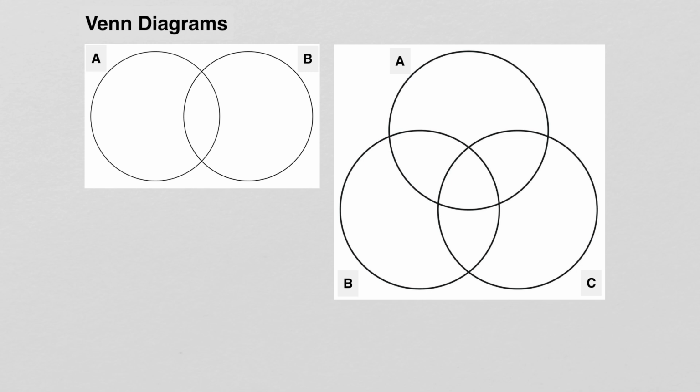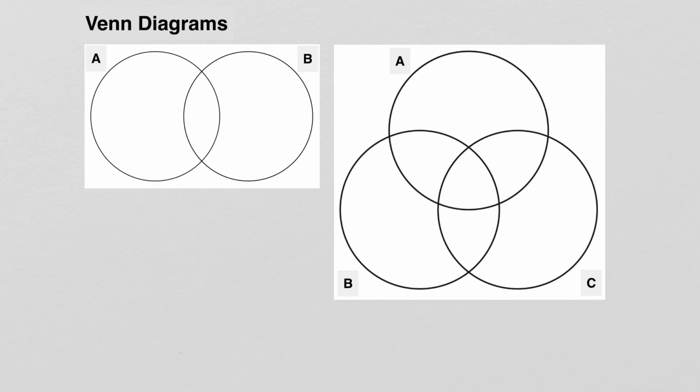So for example, in our first diagram here, we have two circles, and each of those circles represents a set. So we have set A, which would be this circle, and set B, which is the other circle. And a set is simply a collection of things. It could be objects, it could be people, it could be numbers, it could literally be anything.